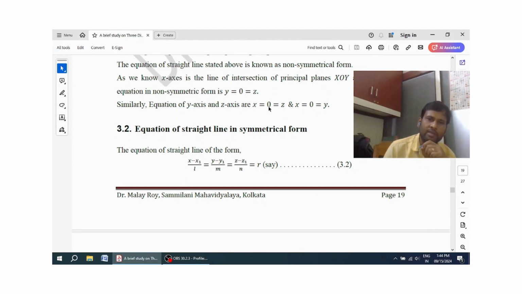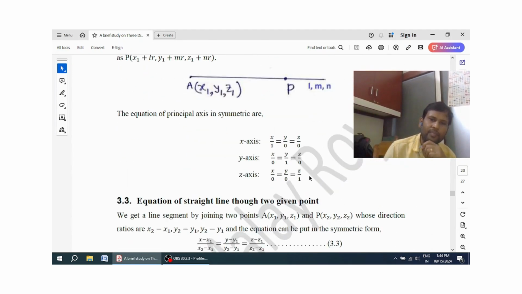y axis by x equal to 0, z equal to 0, and z axis by x equal to 0, y equal to 0. And so here the x axis is y equal to 0, z equal to 0. This is the plane form, and this is the symmetric form. This is the symmetric form of the x axis, y axis, z axis.